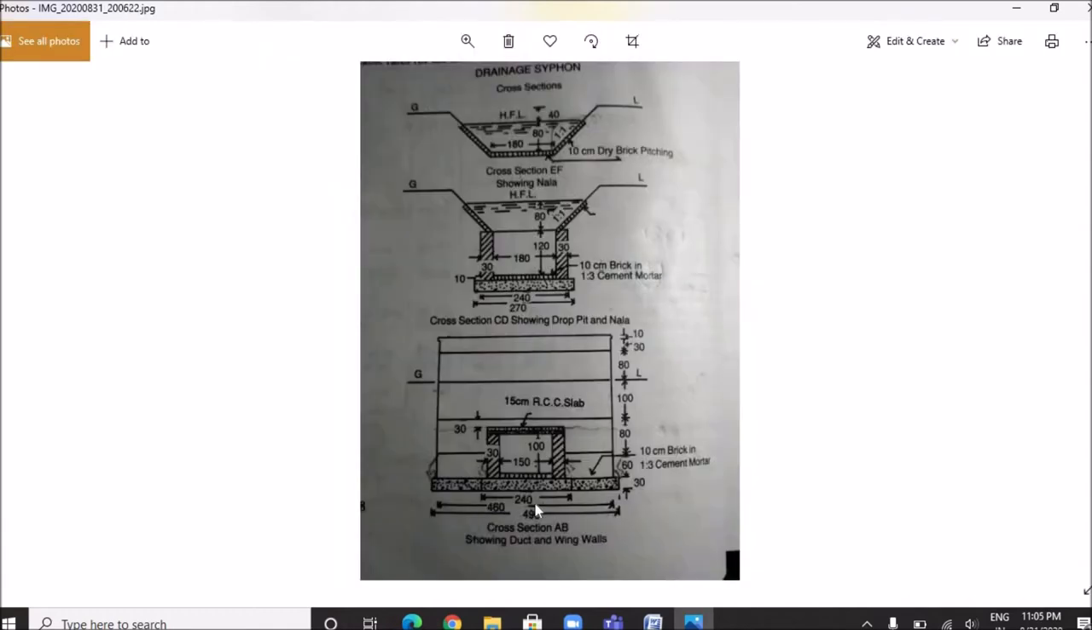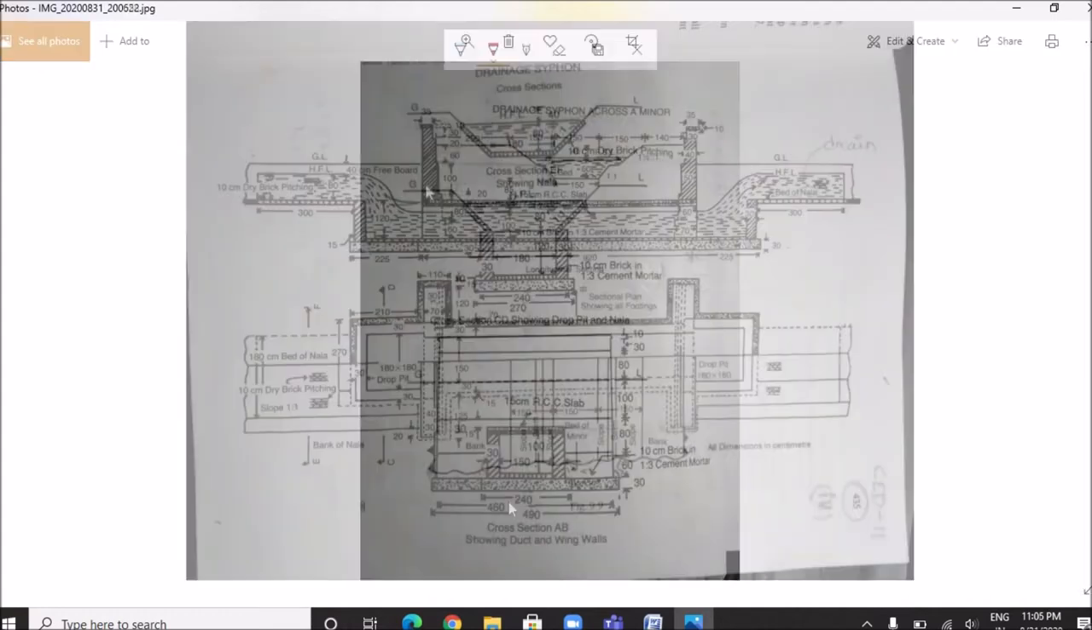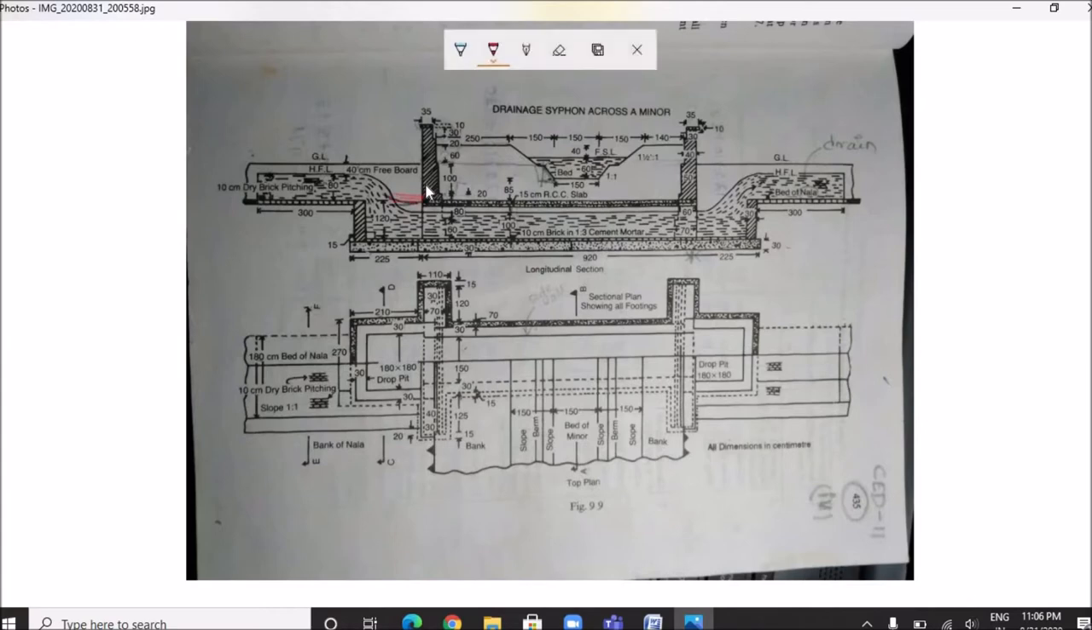And its breadth will be 2.4 meter. Here, if you see the cross section of duct and wing wall, you will see that the breadth of the duct is 2.4 meter and its height is from this point up to this bottom level. So from this point to the 10 centimeter brick work, which is done here, the height is already given as 120 centimeter. And 10 centimeter thick brick work is given. And after that, the cement concrete work is done for a depth of 30 centimeter. So, the total height of the duct for which excavation work is done would be 120 plus 10 plus 30, which is equals to 160 centimeter or 1.6 meter.